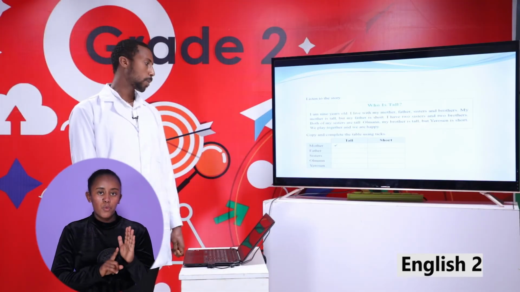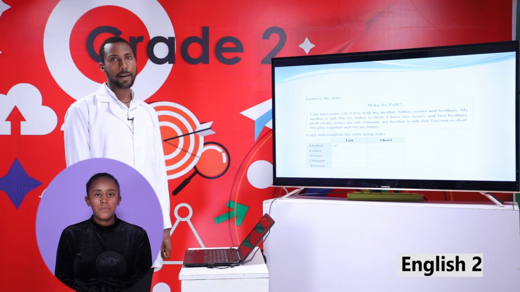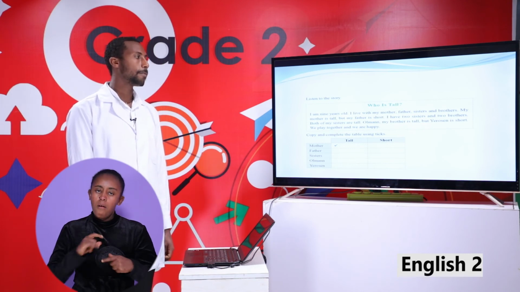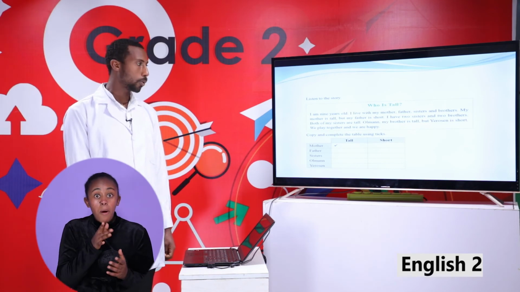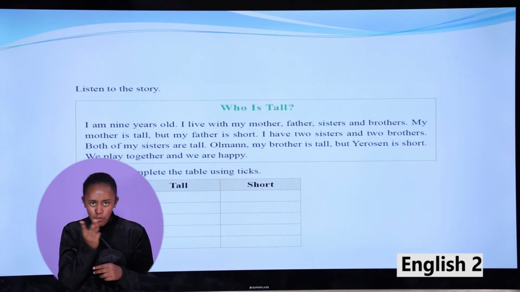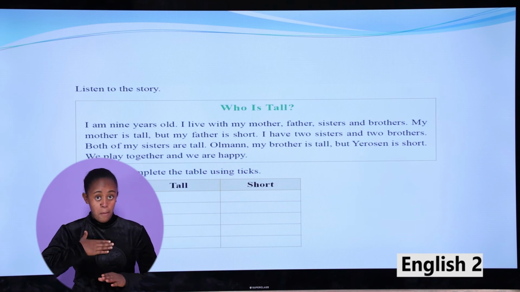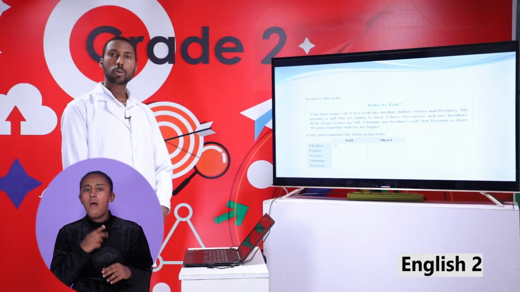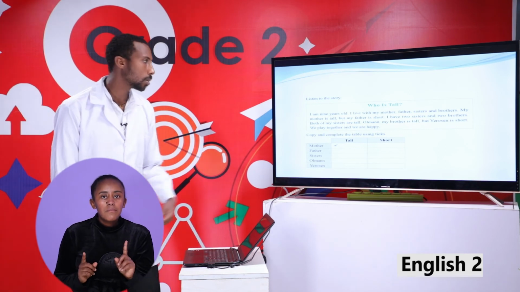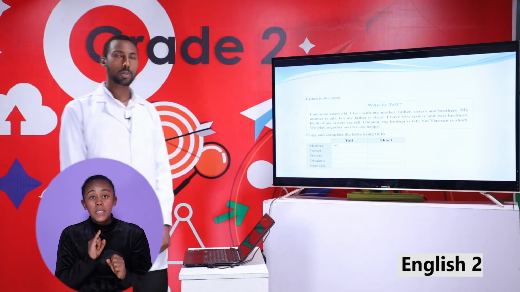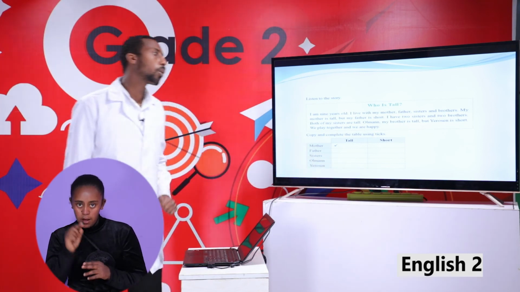Let us go to the last question. Heronas, read it together and find the possible answer. Let me read it together, student. I am 9 years old. I live with my mother, father, sister, and brother. My mother is tall, but my father is short. I have two sisters and two brothers. Both of my sisters are tall. Oleman, my brother, is tall, but Heronas is short. We play together and we are happy. So, student, what will be the answer? Tall, is that not? I mean, the possible answer is short. So you have to put the right sign over here because Heronas is short. Thank you very much, student.